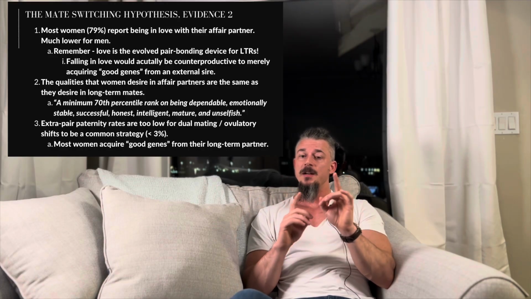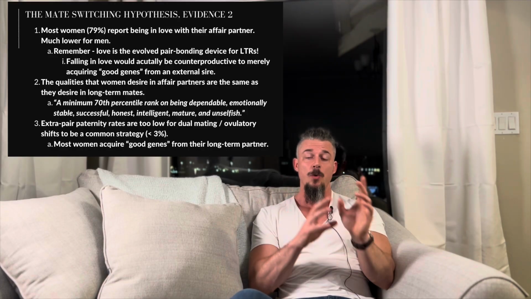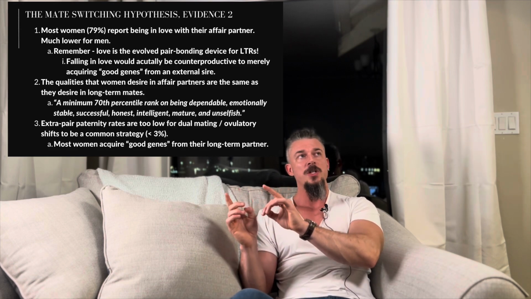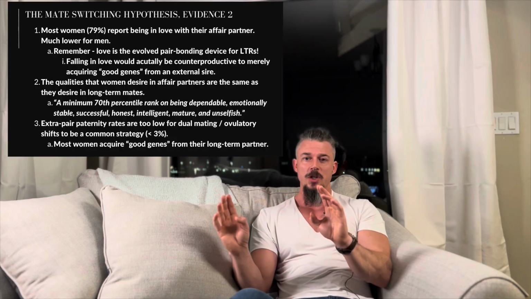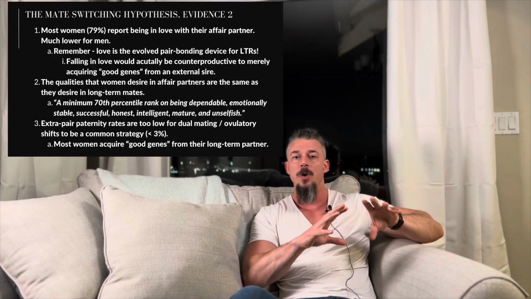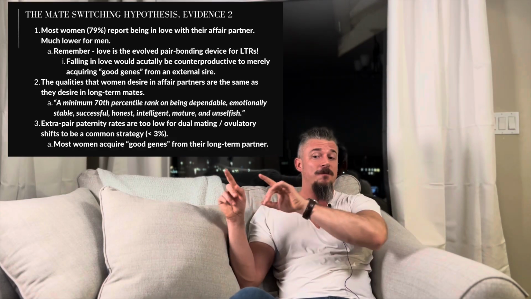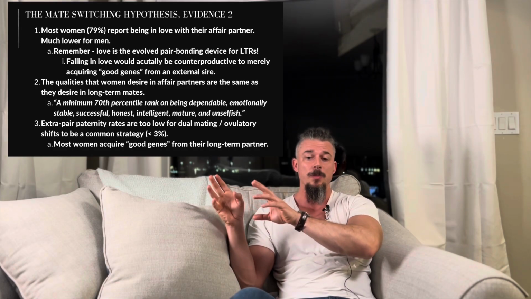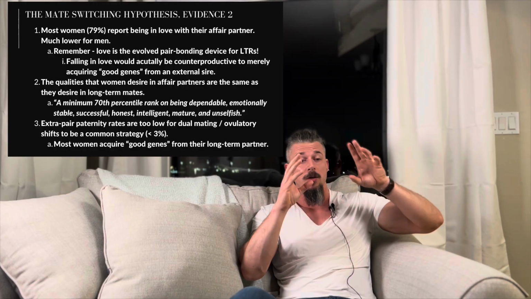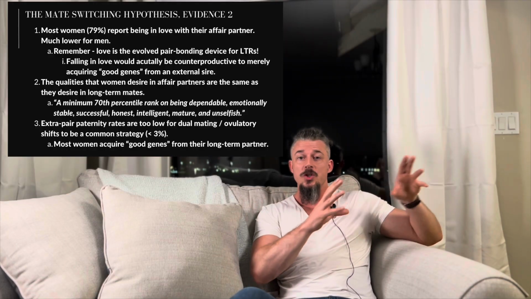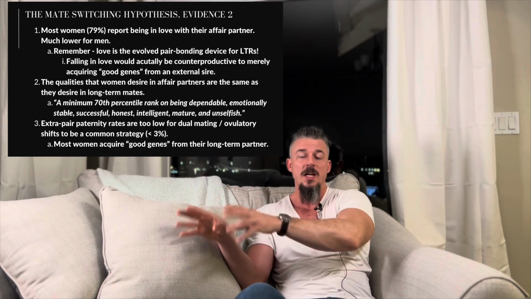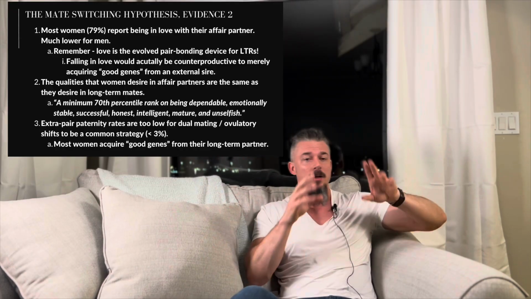And love is an evolved pair bonding device to form long-term relationships. So what if acquisition of a short-term partner was just for good genes while you maintained a primary partner in a long-term relationship? Falling in love with that short-term partner would not be adaptive. That would be maladaptive. It would be counterproductive, wouldn't it? You're not trying to dissolve the current relationship. You're not trying to mate switch. You just want a hookup and get the good genes, and then you're back in your relationship.